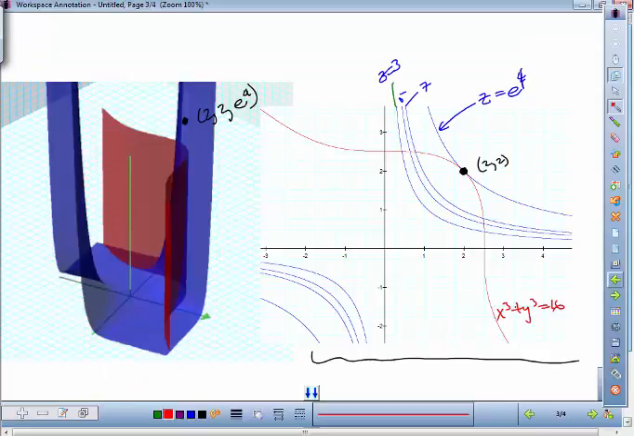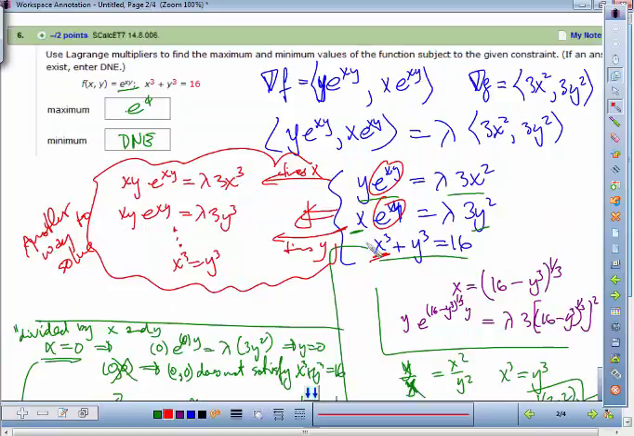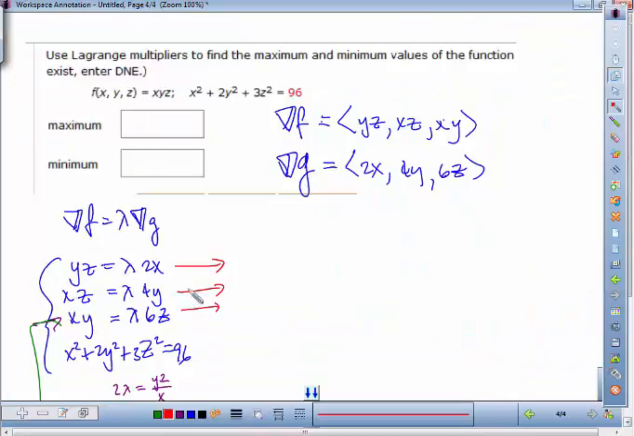The idea of this little technique is to get one side to look the same so we can set them equal to each other. Right? And so if we take a look at this, we have yz, we have xz, we have xy. So there's something missing in each of them to make it look like xyz. So what if we multiply the first one times x? We have xyz is equal to 2 lambda x squared.